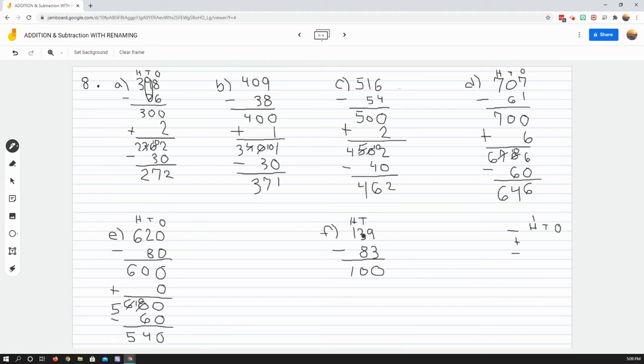Look at my tens place. 3 minus 8. Can I subtract 8 from a 3? No, I'm going to skip this. Let's go to my ones place. If I have 9, can I subtract 3? Yep, I do have enough.